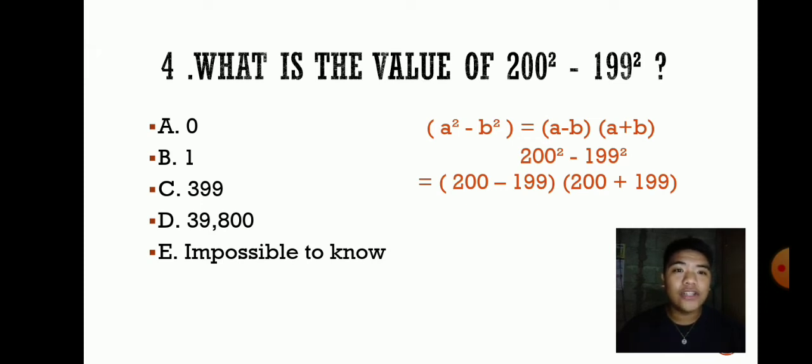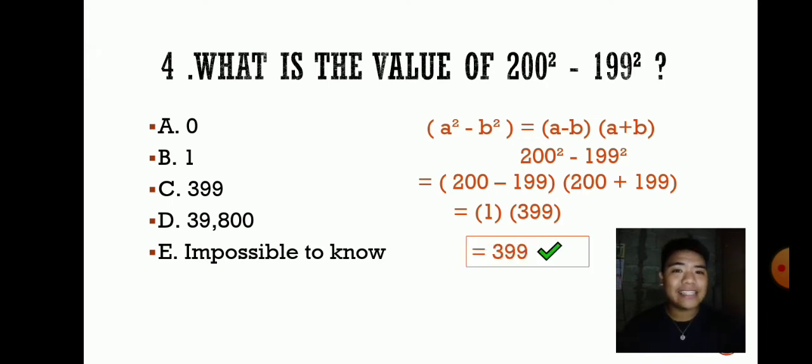Okay, don't panic. We only rewrite the given equation. So 200 minus 199 is 1, and 200 plus 199 is 399. By that, we can easily solve the equation. So 1 times 399 is 399. So our final answer is 399.